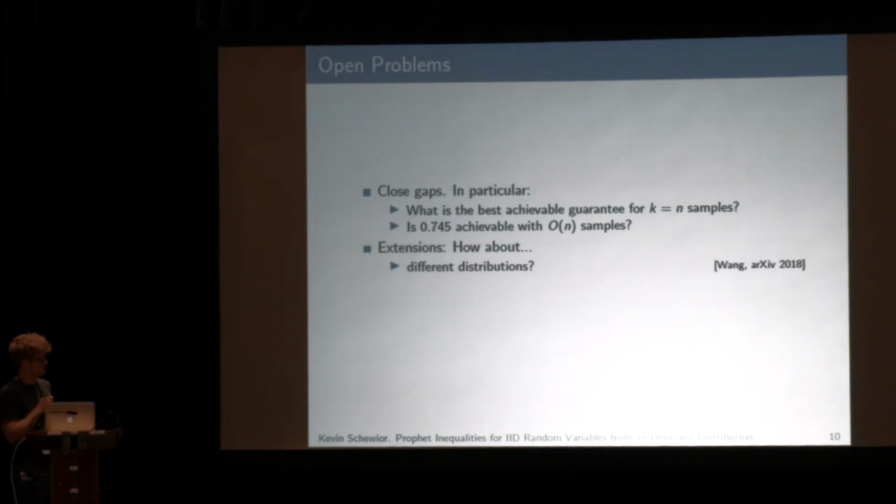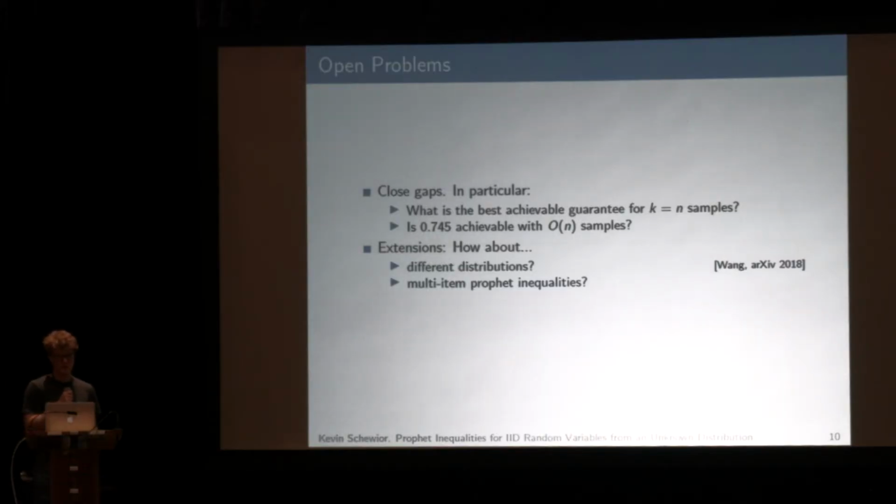Actually, this question has been solved. Wang showed in 2018 that in the prophet inequality with different distributions, if you have just one sample from every distribution and you take the maximum of that as a threshold, this is going to give you the best possible guarantee of 1/2. But there are different extensions that haven't been looked at, for instance, multi-item prophet inequalities, where you may want to add matroid constraints, for instance. Okay, thanks for your time.